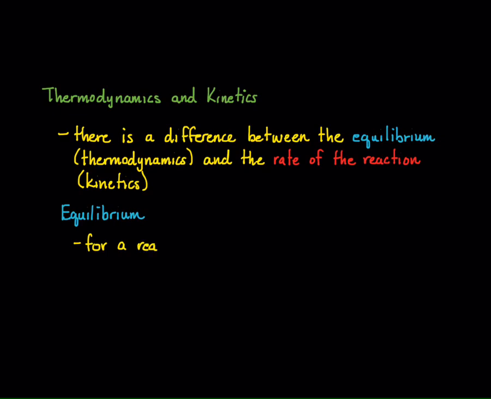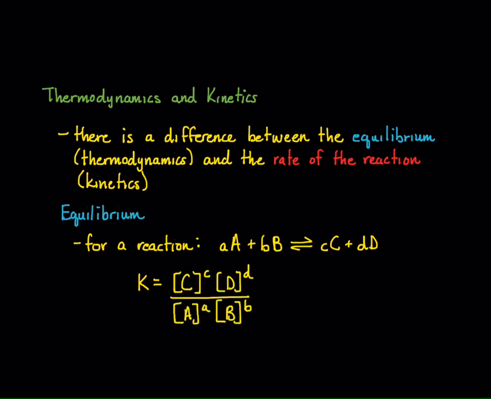So if we have some generic reaction where we have a moles of A plus b moles of B going to c moles of C plus d moles of D, we can write an equilibrium equation for this where we say K, the equilibrium constant, is simply equal to the concentration of C to the little c power times the concentration of D to the little d power, divided by the concentration of A to the little a power times the concentration of B to the little b power. So we have essentially the concentration of products divided by the concentration of reactants, and of course to the power of their coefficients, where the coefficient becomes the superscript.